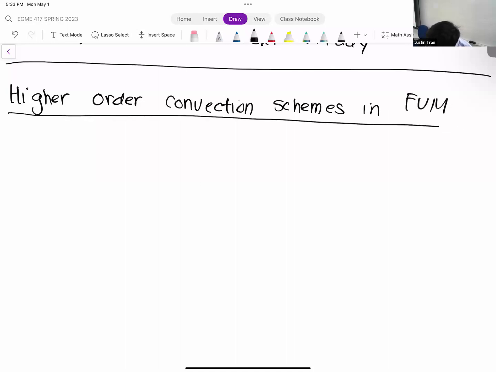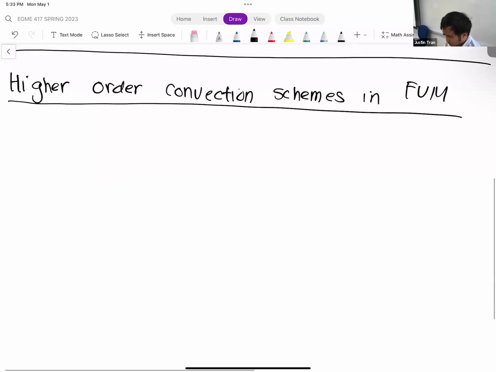Okay. All right. So last Wednesday, we started talking about this idea about higher order schemes. Right? And the whole idea behind higher order schemes is that whenever we have a problem that has convection, convection usually causes a lot of issues. Right?